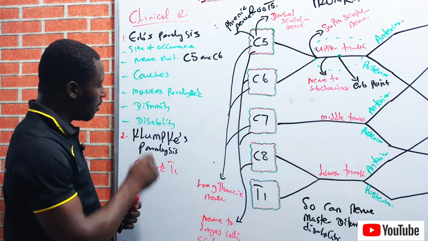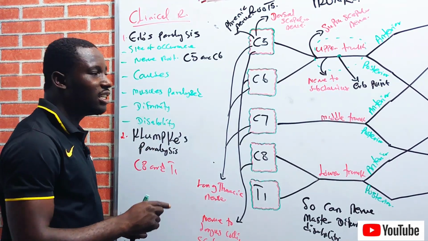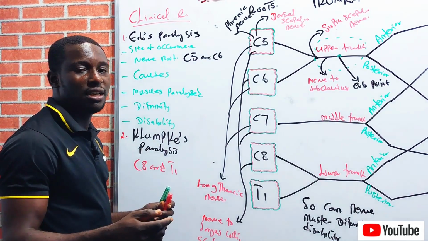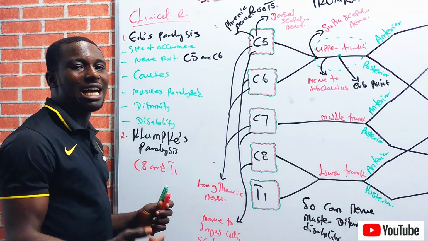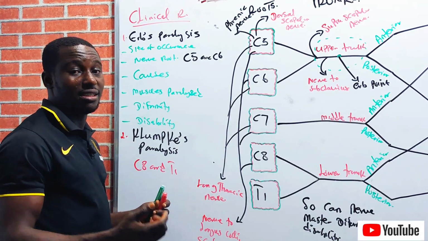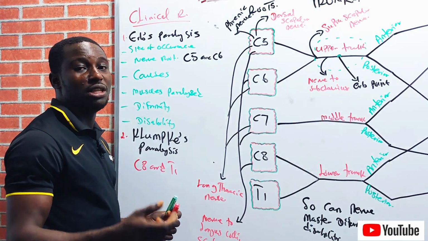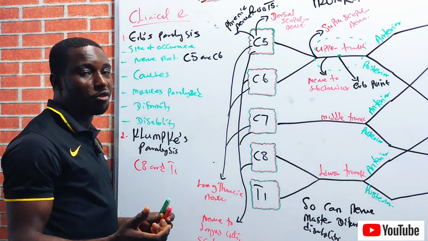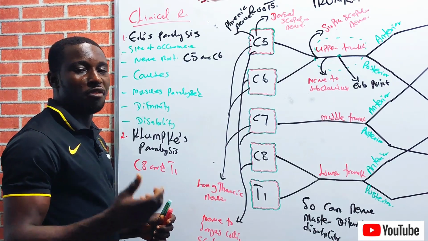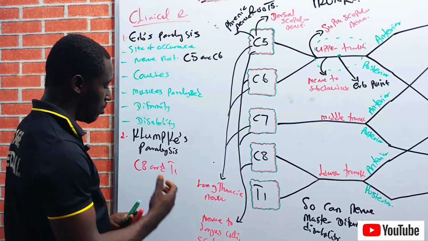Okay. The disability of Klumpke's paralysis is loss of sensory innervation to the medial border of the forearm and the hand. That is the disability. Loss of sensory innervation to the medial border of the forearm and the hand. So that is how it works.